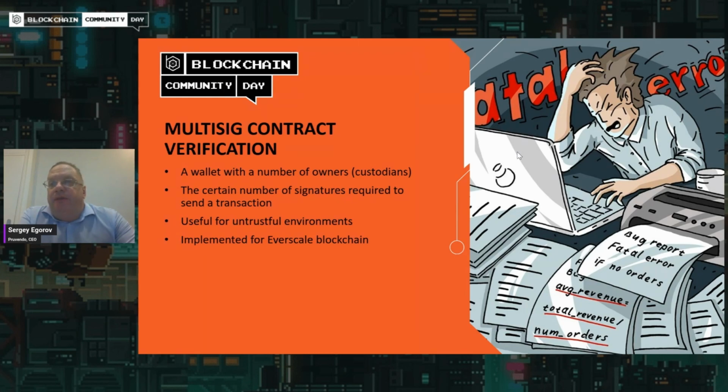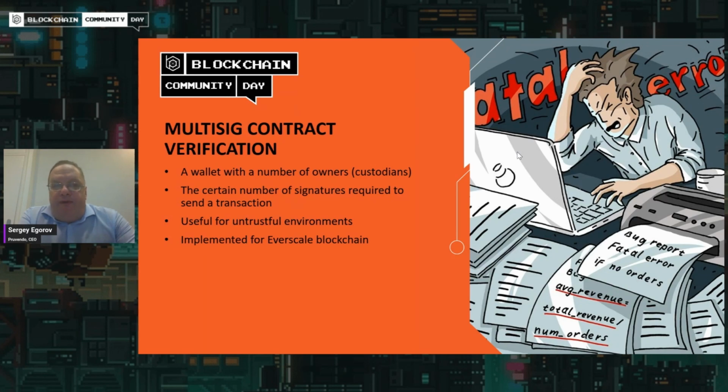But after some pretty sad story with the American Security Commission, the Durovs were banned from this project, and it was continued by the community. At that time it was renamed to Freeton, and after some incident, it was renamed to Everscale.